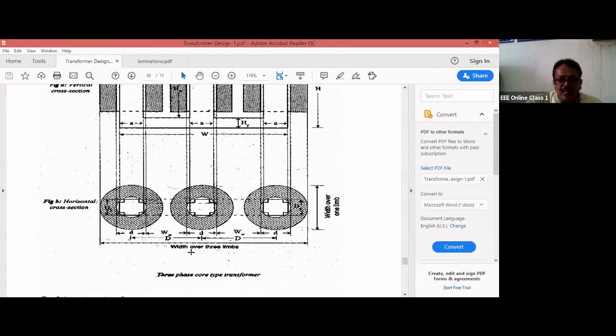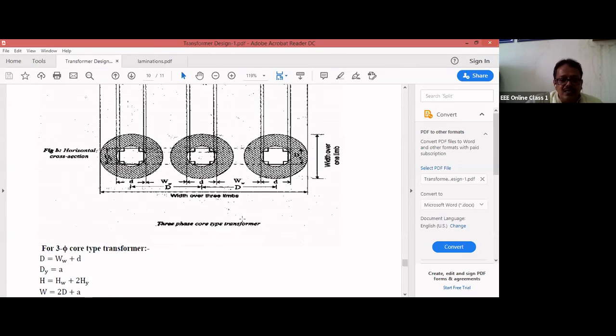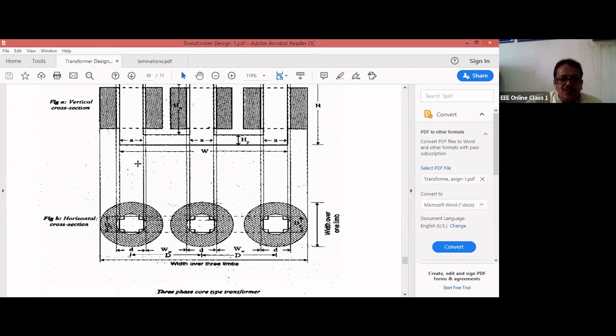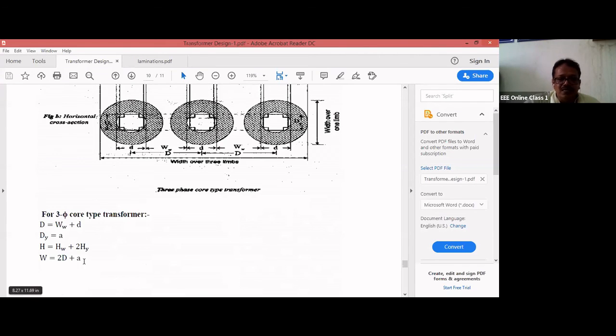I can calculate this D plus this D, which gives 2D, plus half A here, half A here and half A here. We get 2D plus A. You can check here, don't consider this part. If you take the core part, this part is left free, and it will be used even for ventilation. So from ear to ear, it will be W. W is equal to 2D plus half A plus half A, then you get 2D plus A. This is for a three phase core type transformer.